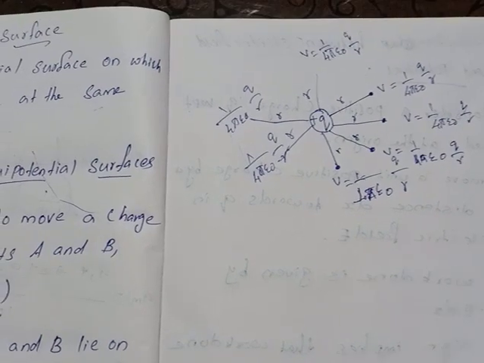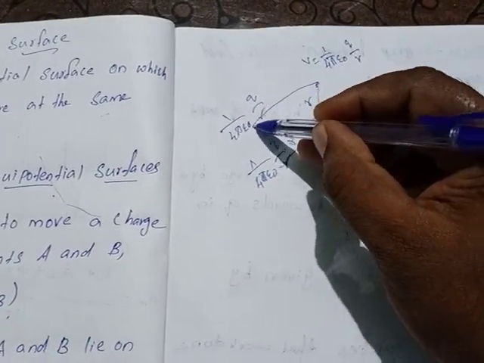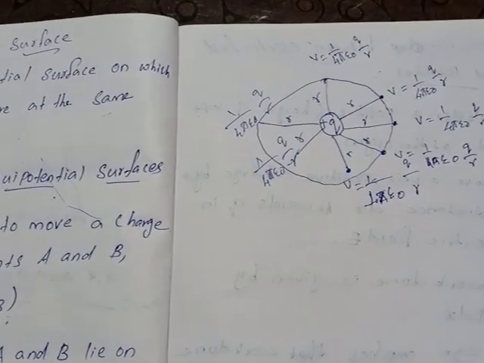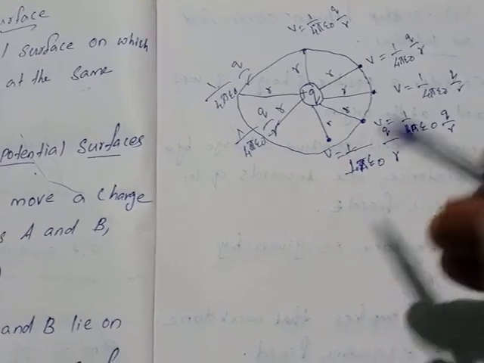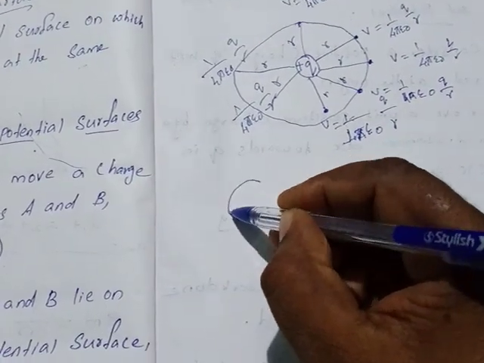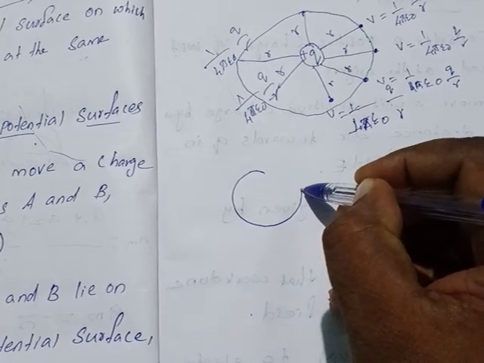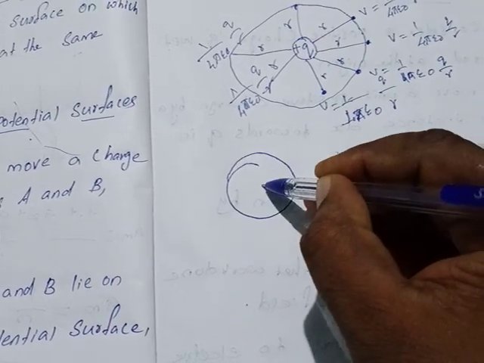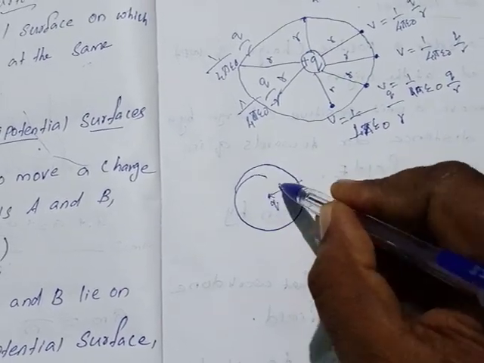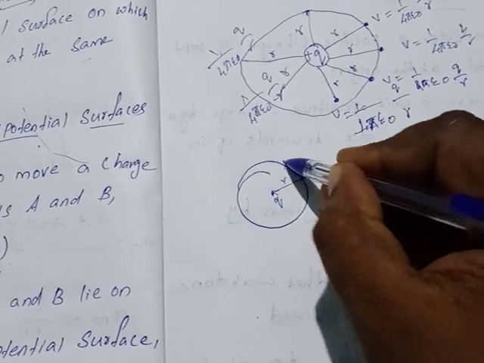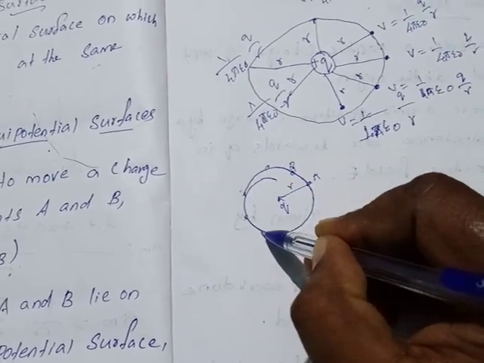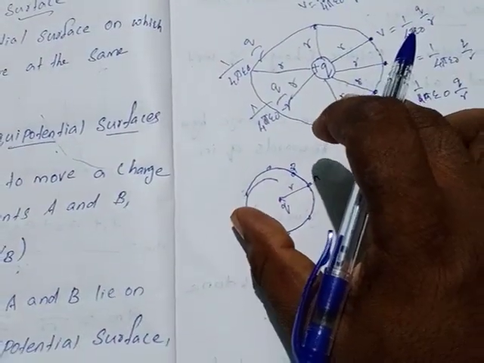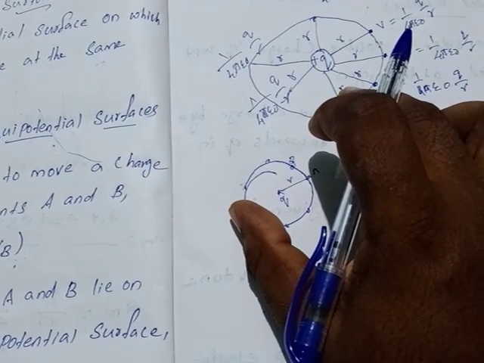Now you know that if you connect all these points, we will get an imaginary sphere. We will get a sphere, isn't it? So here Q at a distance R. Every point A, B, C, D, at every point the potential will be the same. So this surface we can call an equipotential surface.